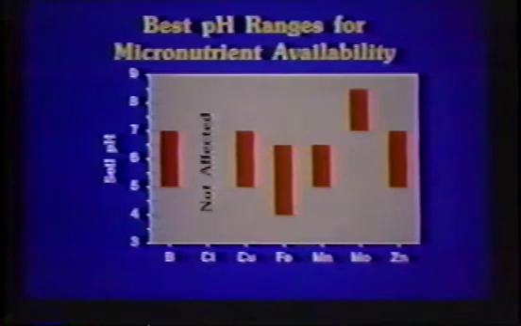Again, most of the micronutrients have decreased availability with an increase in pH. And most of the deficiencies will occur when the pH is greater than 7.2 to 7.3. That's where the problems will start. And the higher that pH goes, the more likely you are to have the problem. The one exception is molybdenum. It is more available at a high pH, less available in an acid soil. The easiest way to correct molybdenum deficiency is a liming program.